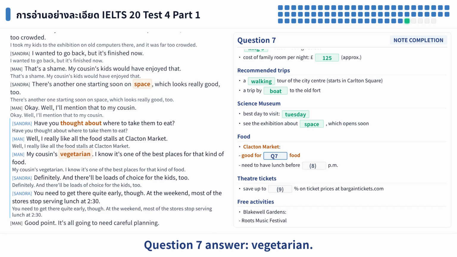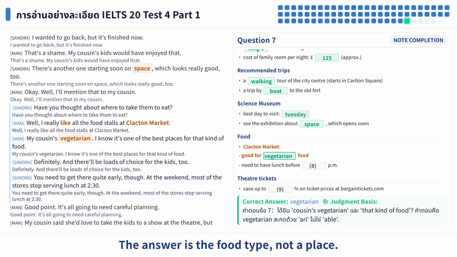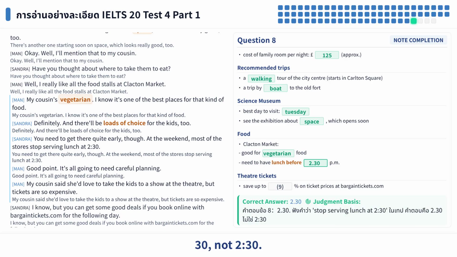Question 7 answer, vegetarian. Listen for cousins vegetarian. The answer is the food type, not a place. Question 8 answer, 2.3. Listen for stop serving lunch at 2:30. Write it as 2.3, not 2:30.